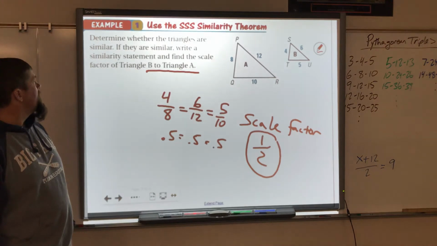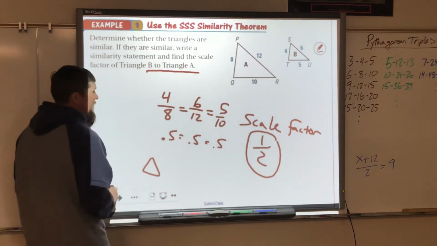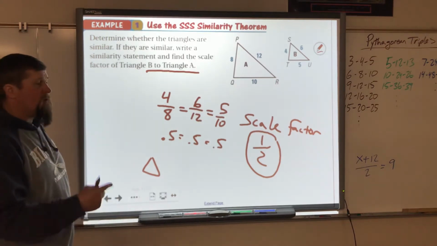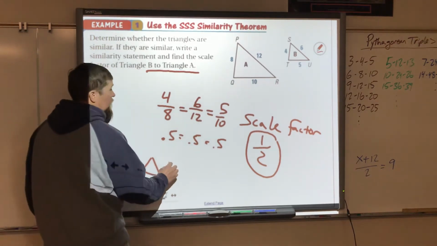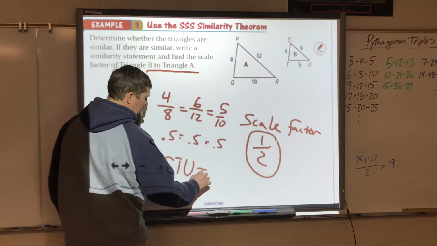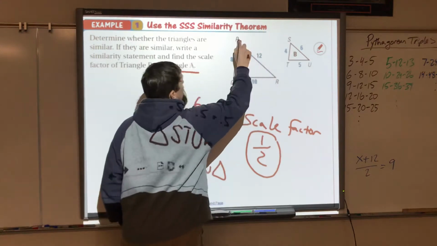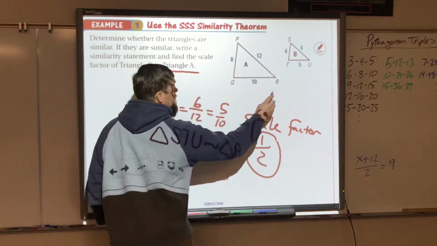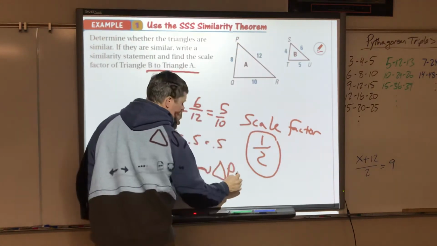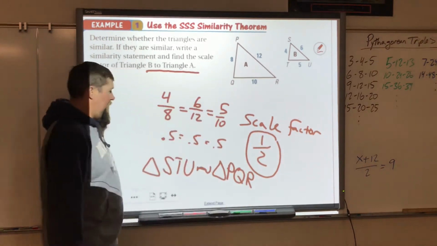Let's see, write a similarity statement. The similarity statement, remember, is to take corresponding points. So let's say we have STU is similar to triangle. S corresponds to P, T corresponds to Q, and R corresponds to U, so it would have to be in that order.